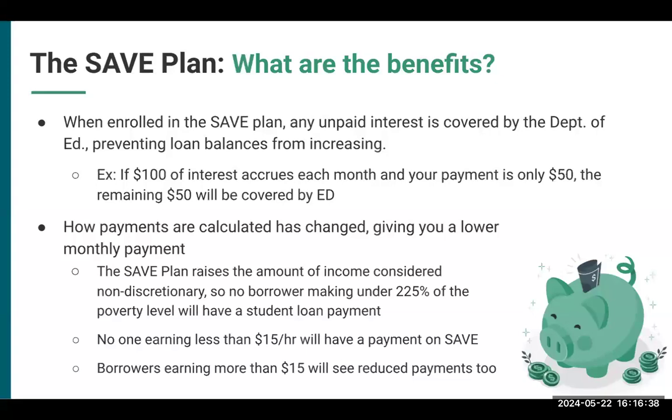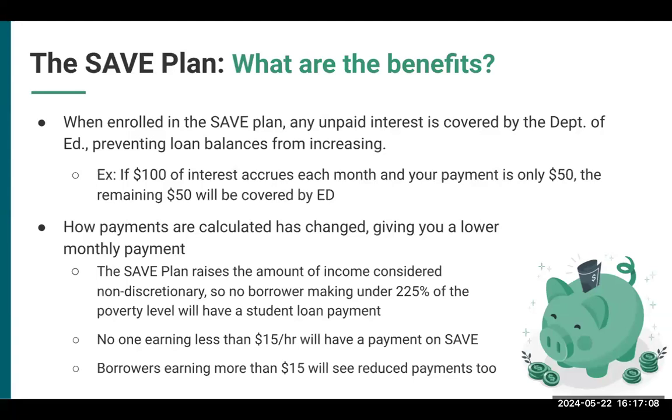They've also changed how payments are calculated. So the way your payment is calculated in general is done by subtracting a certain amount from your total income. The leftover amount is called discretionary income, and that is what your payment is based on. The amount they subtract varies from plan to plan, and under the Save plan, they set aside a higher amount. This results in a lower discretionary income and a lower monthly payment.